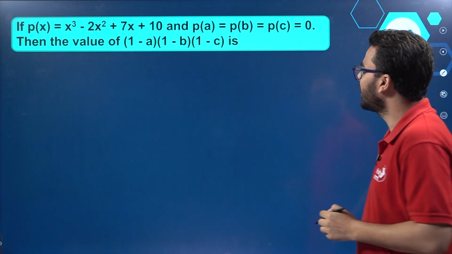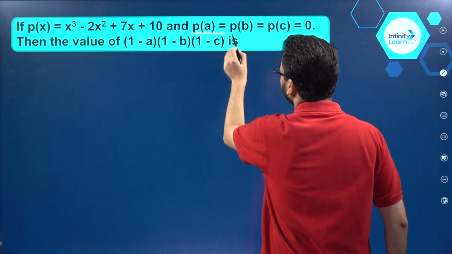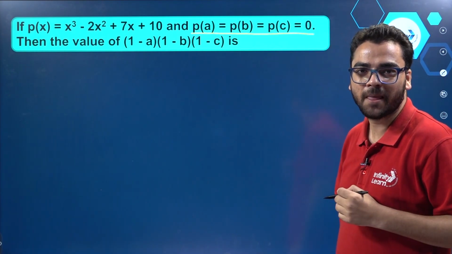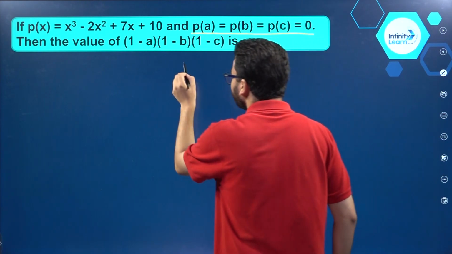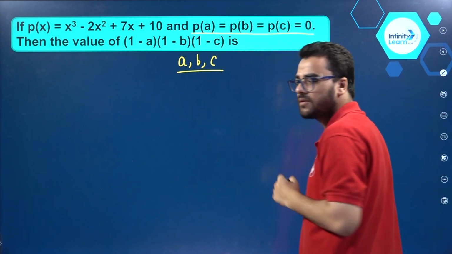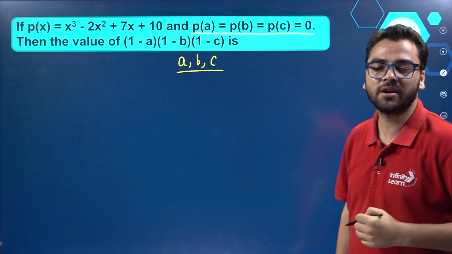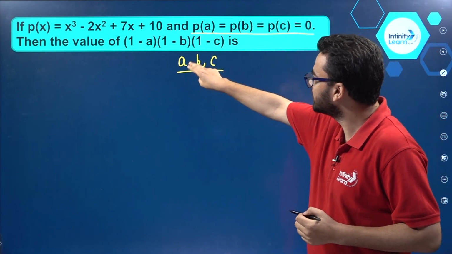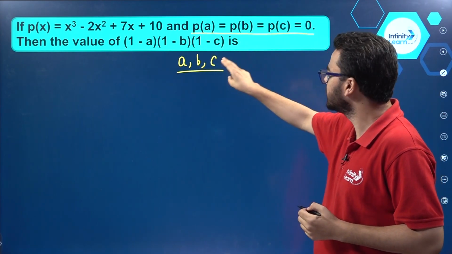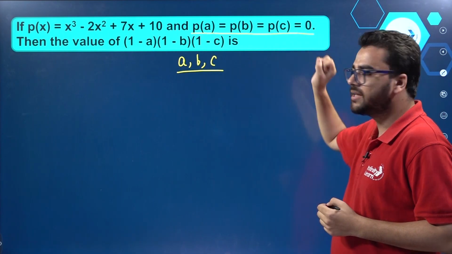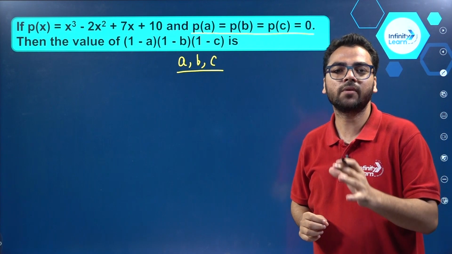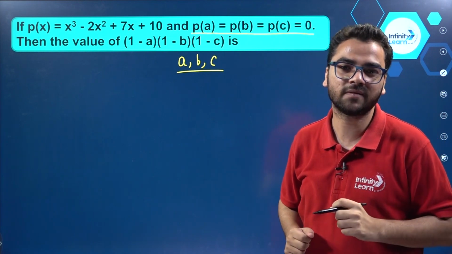So you see over here, it is given that P(a) = P(b) = P(c) = 0. So what does it mean? Can we say that a, b and c are the zeros of this polynomial? That is the meaning of zero: if you put x = a, x = b and x = c in the polynomial, you're getting the value of the polynomial to be 0. So it means that x = a, b and c are the zeros of this polynomial.